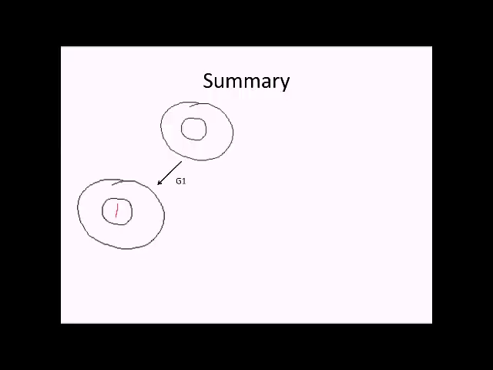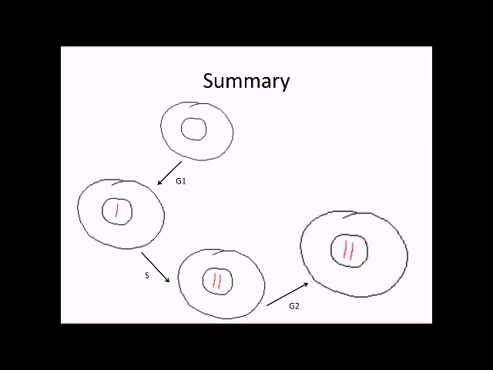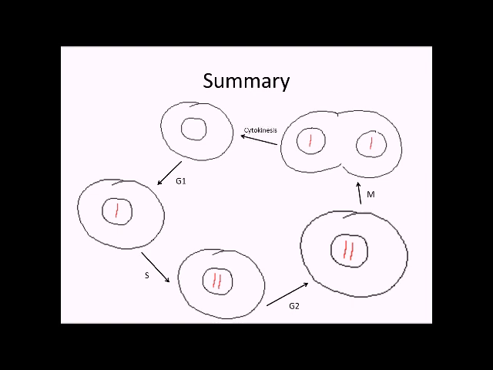And so in summary, really quickly, we have our single cell. We go through the G1 phase. We grow to a bigger size. We go through the synthesis phase where we double our DNA. We go through the G2 phase where we again grow some more. And then we go through mitosis, or M phase, where we actually separate that duplicated DNA into the two sides. Then we do cytokinesis, where the cell actually splits into two, and we end up with those two identical daughter cells.